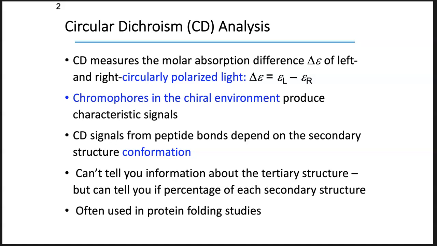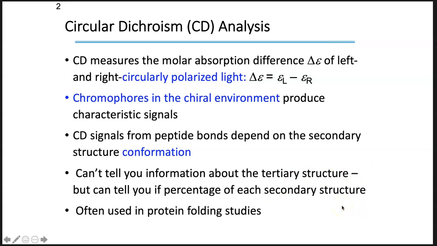The CD signals from these peptide bonds are going to depend completely on the type of secondary structure conformation that the amino acids are in. So we can't use this technique to say anything about the tertiary structure. We don't know how those secondary structure elements are in relationship to each other, but you can use this technique to tell if your protein is folded and to identify the percentage of the secondary structure elements that are present in your given protein.